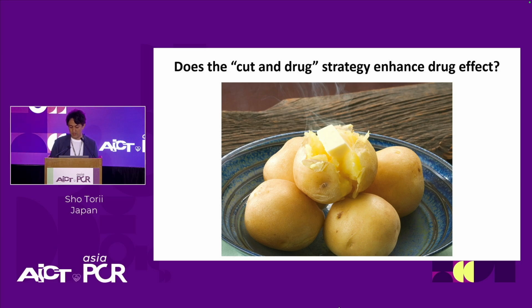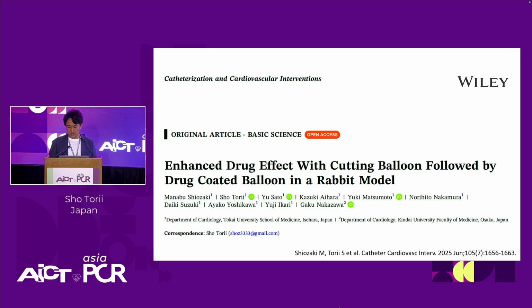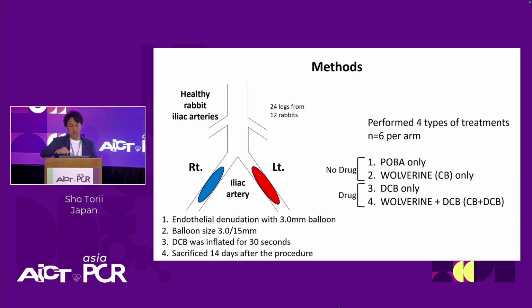So we did an animal study about it, and that was published in CCI this year, 2025. In this study, we used a healthy rabbit iliac artery model, 24 legs from 12 rabbits, and we performed 4 types of procedures: balloon angioplasty only as group 1, urbarin cutting balloon only as group 2, DCB only as group 3, and the last one is urbarin plus DCB, the cut and drug strategy. The balloon size was 3.0 by 15, and DCB was inflated for 30 seconds. 14 days after the procedure, rabbits were sacrificed, and we did a pathological analysis.